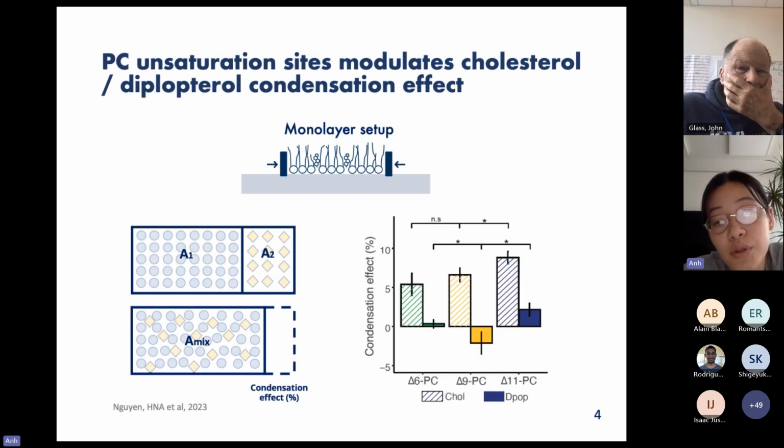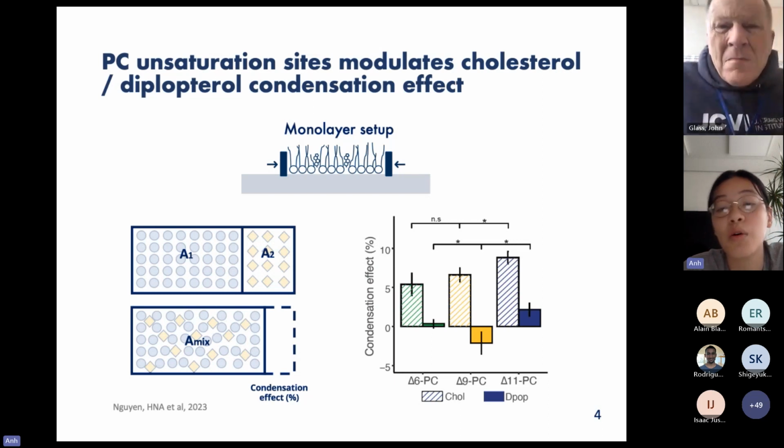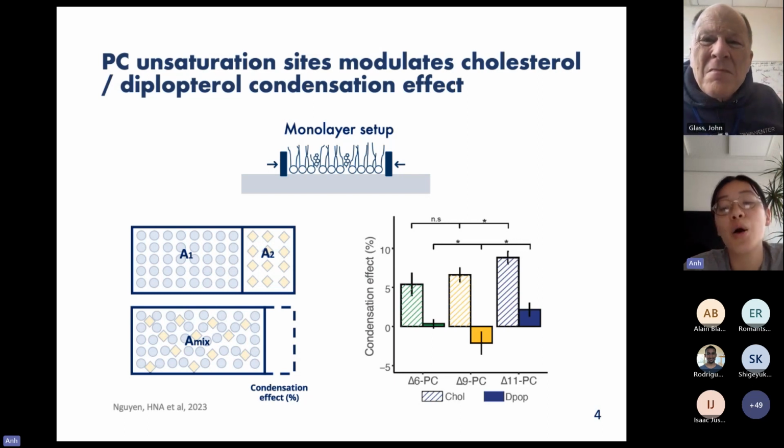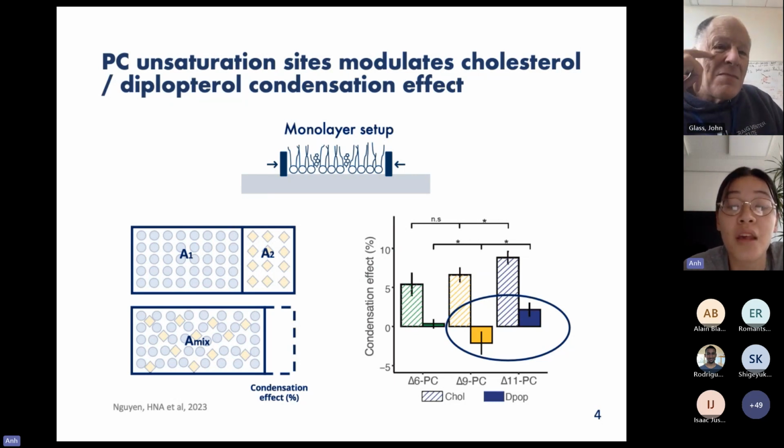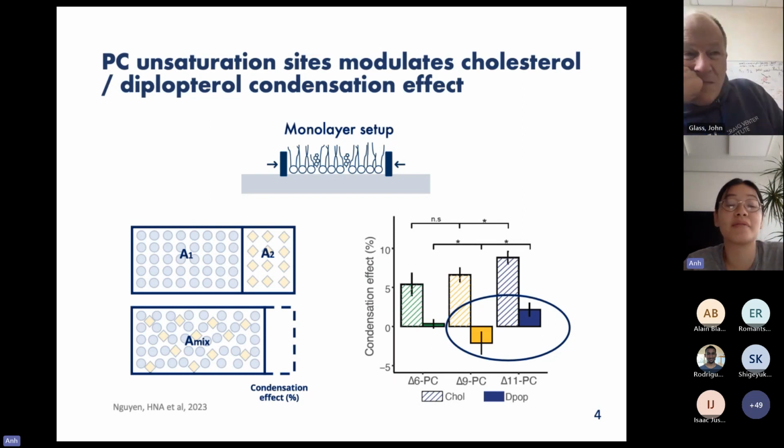And this is the result. Basically, you can see that cholesterol can show condensing effect to lipids with different double bond positions, all the same, maybe with slight differences. But for diplopterol or hopanoid, that's not the same case at all. Especially if you look at the delta 9 and delta 11, you are literally just moving the double bond 2 carbons away, and you yield a completely different phenotype: either condensing, which means the 2 lipids have to pack very efficiently together, or negative condensation effect, which means the lipids might be more repulsive.